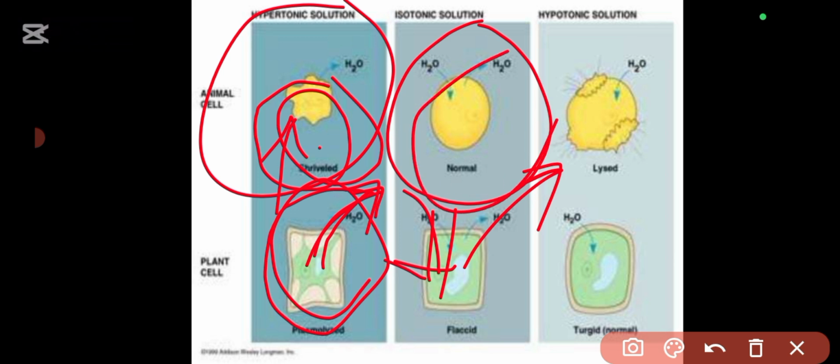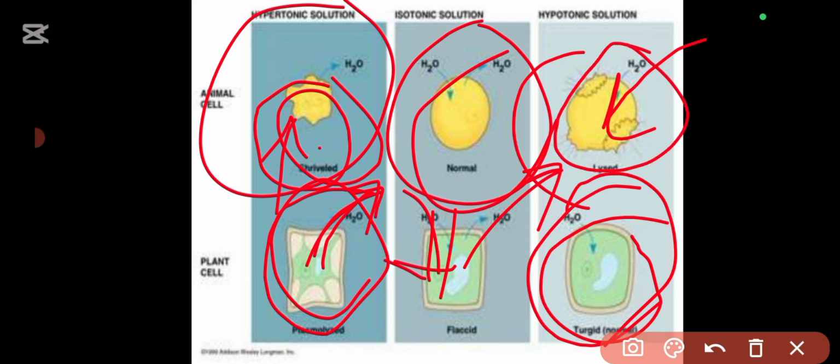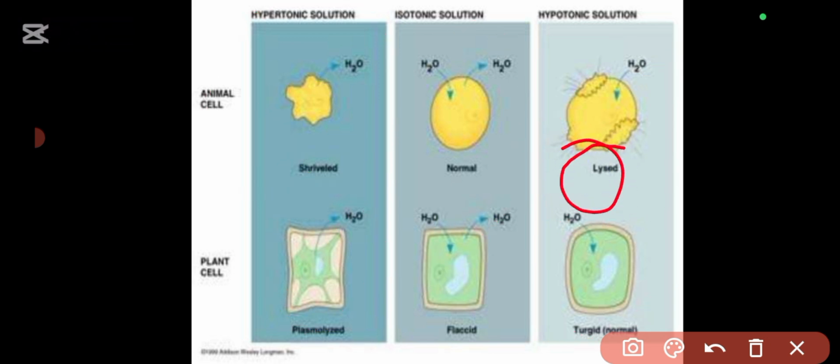Okay, then the cell, when placed in a hypotonic solution, water will be entering into it. Why? Because the solute outside is less and the solute inside the cell is more. So water will follow where salt is, and salt is more within. So water will go into the cell more and more. So the cell will become turgid, and it may even split in case of an animal cell. It may split. Okay, so we say the cell is lysed, right?